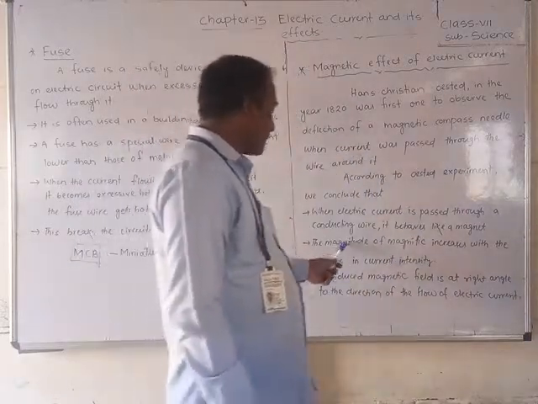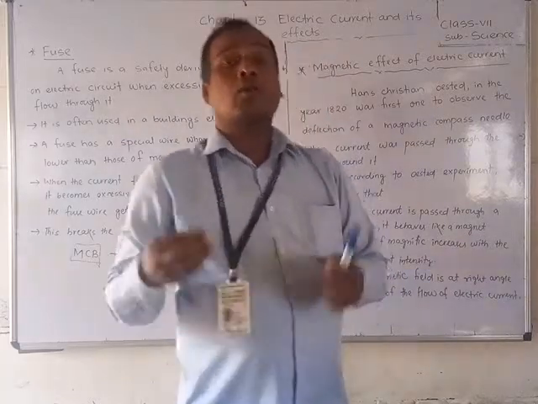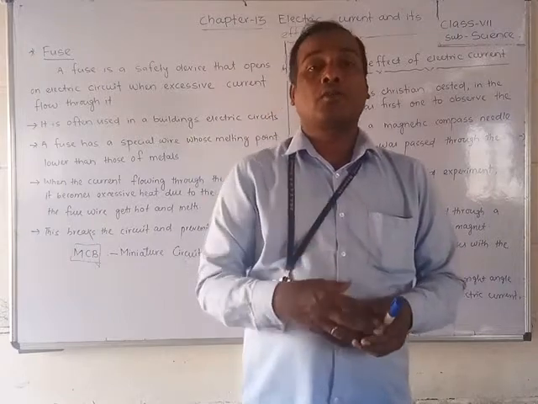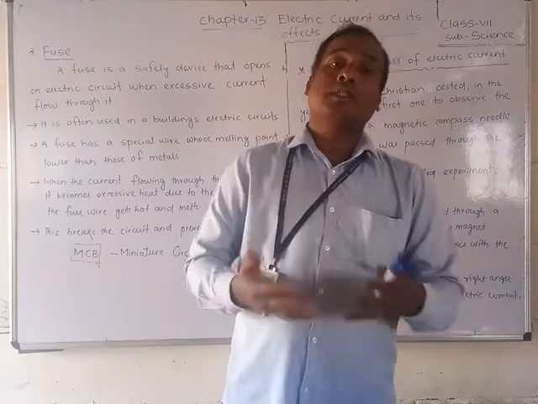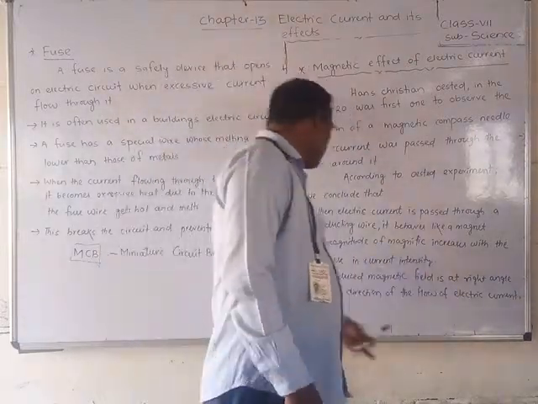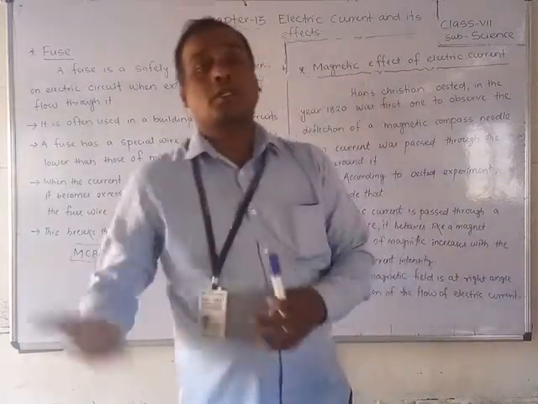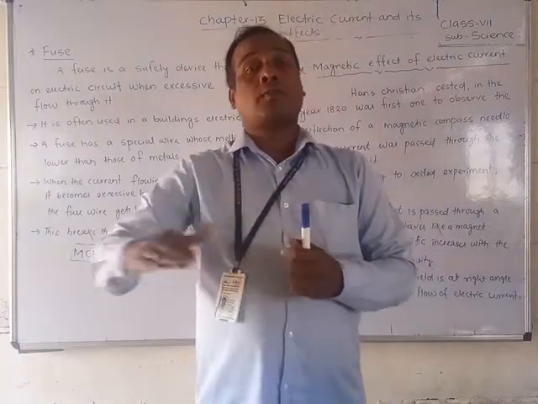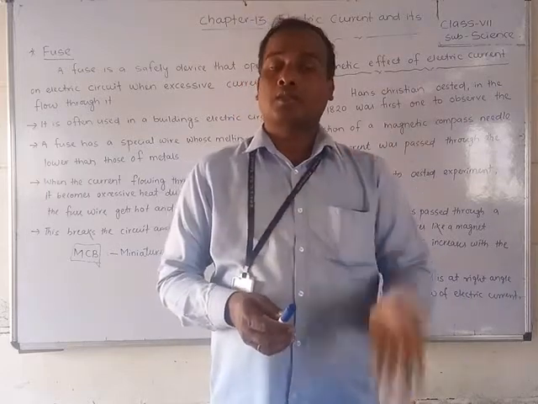The magnitude of the magnetic field increases with increase in the current intensity. If the current is low, the intensity is low. If the current is high, that is, more voltage or more current is flowing in the conductor, then the intensity of the magnetic field is also more. The induced magnetic field is at right angle to the direction of flow of the electric current.